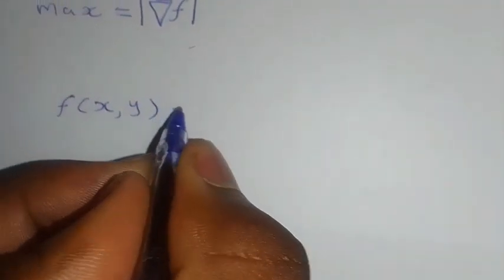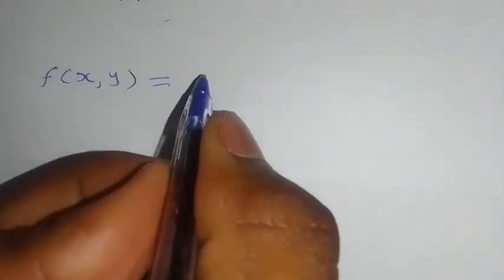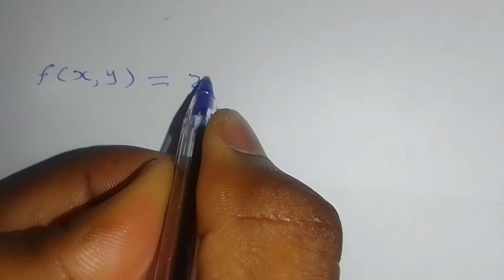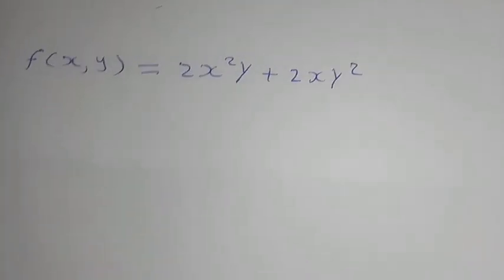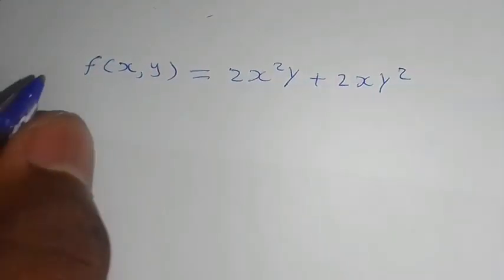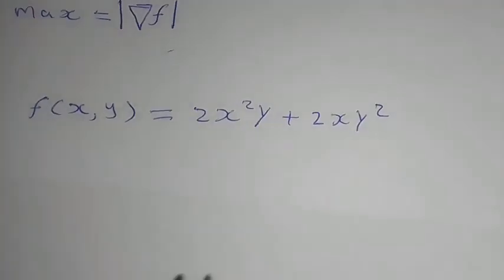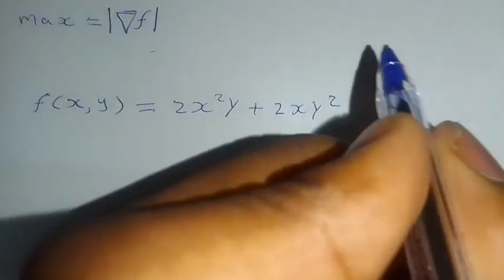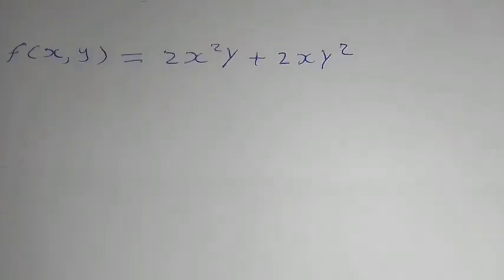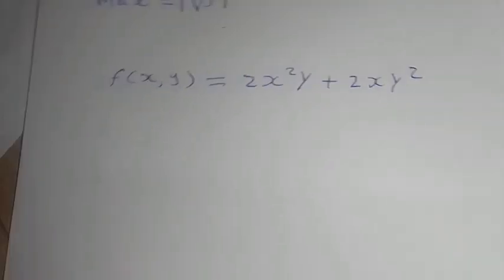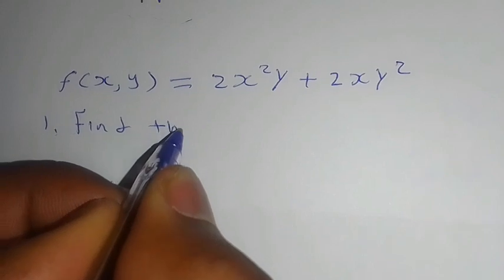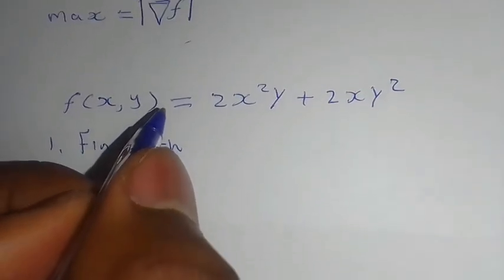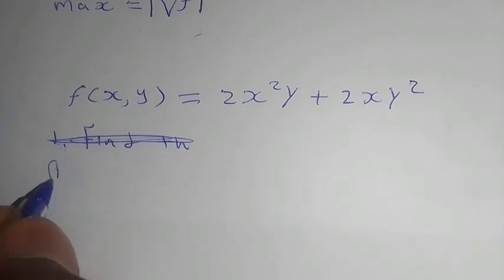So let's say we have f of x, y equals, just think of any surface, 2x squared y plus 2xy squared. So if our function is this one, and we want to pick up a point on that function, let's say we pick up a point P.